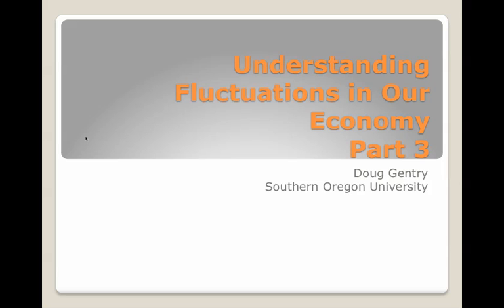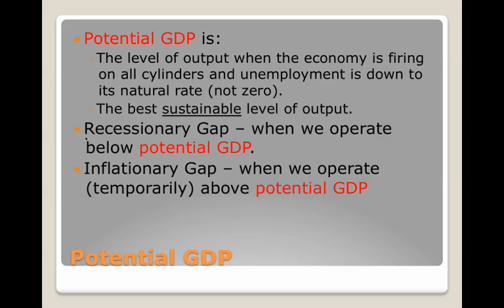In this third part, what we're going to be doing is looking at how the economy measures up against its best or full potential. So let's first define potential GDP. Potential GDP means that the economy is operating at its absolutely best. The automobile metaphor used here is that it's firing on all cylinders.